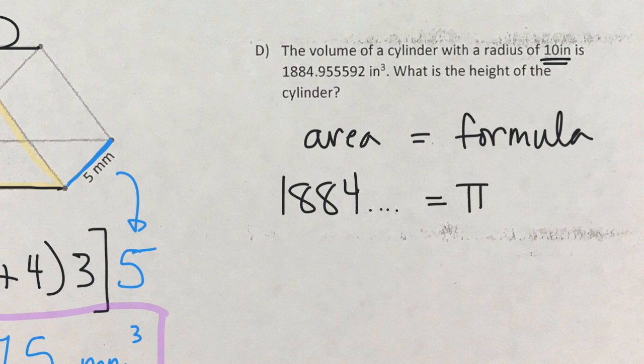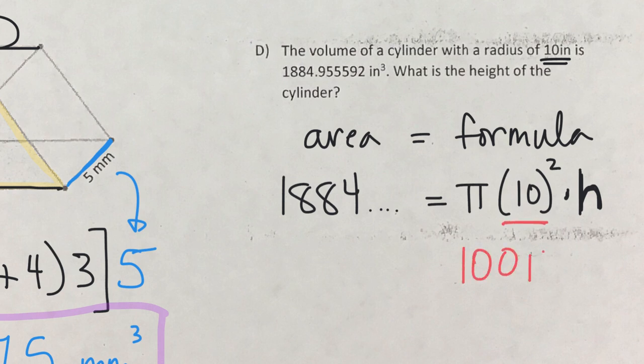So the formula for a cylinder is pi times radius squared, which the radius is 10, times the height. So we're trying to figure out what the height is. We could call that x if you wanted to, but because it's trying to find the height, I'm just going to leave it as h, because then I know I've found the height. So this is an algebra problem, but let's simplify first. 10 squared is 100. So 100 pi times h, right? 100 times pi equals 1884 and change.